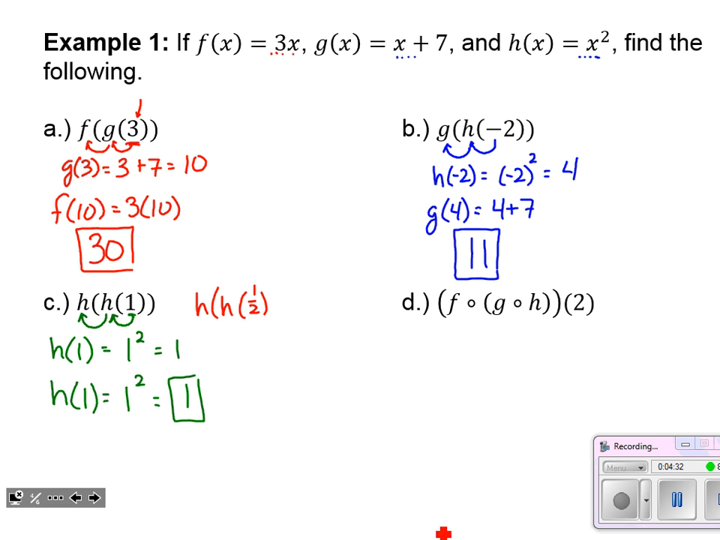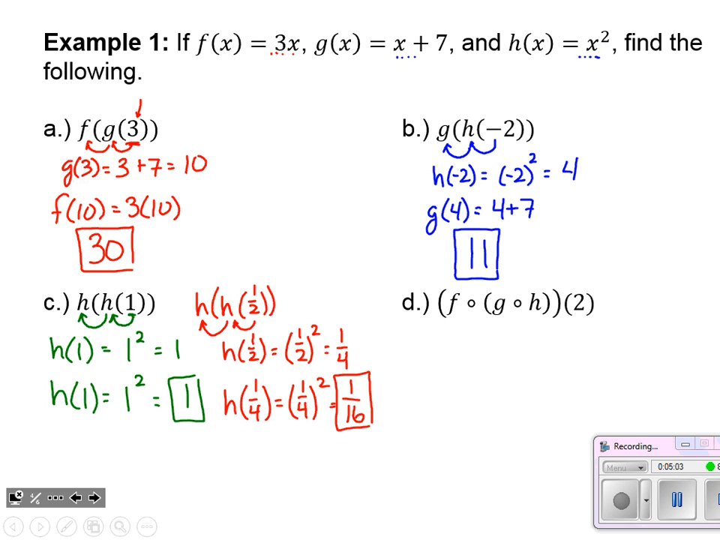Sorry, h of 1/2. Well, 1/2 would go into h. That would mean I would take that 1/2 and square it, whatever the rule for h tells me to do. And that equals 1/4. Okay, so then when I go through h the second time, I'm taking h of 1/4. And that means I take that input and square it. I just follow the rule that h specifies again, and I get 1/16 for a final answer. So just kind of extending the idea, make sure we understand how to work our way all the way from the inside to the outside.